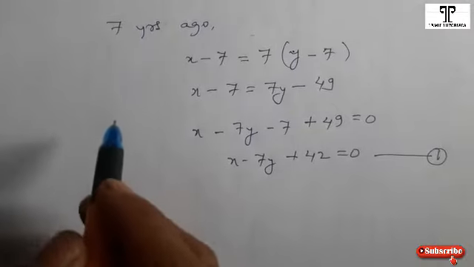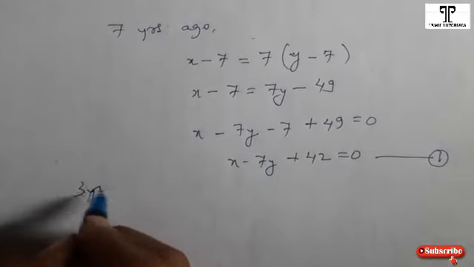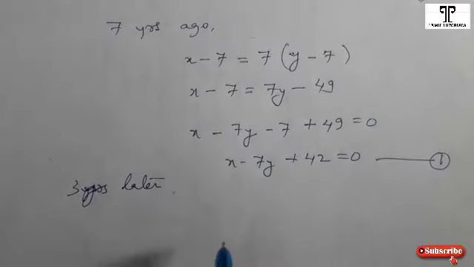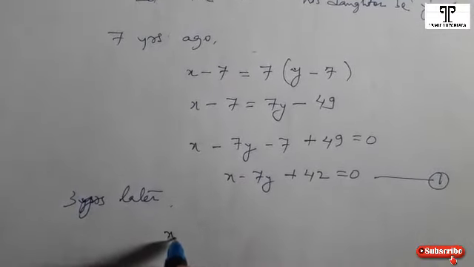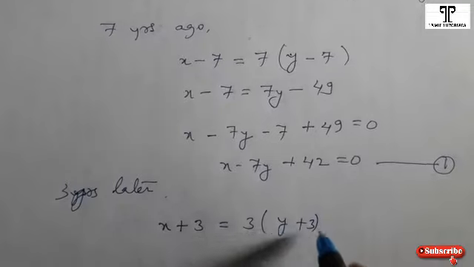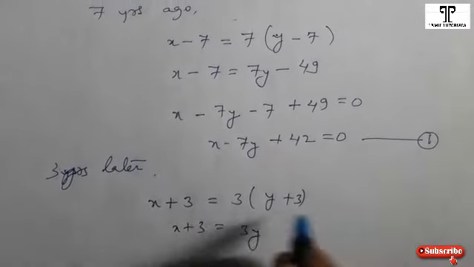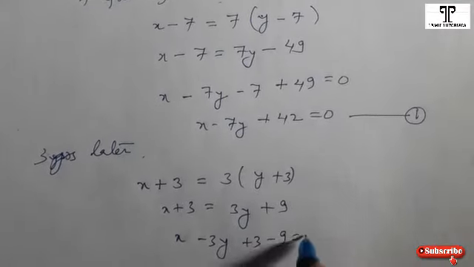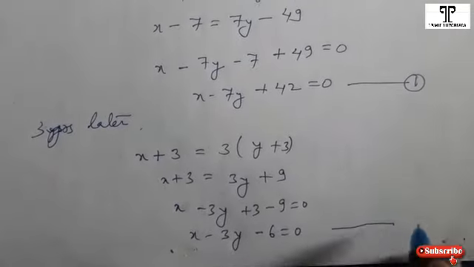Now another condition is also given. 3 years from now, that means 3 years later, I shall be 3 times as old as you. So the father's present age is x; 3 years later means x plus 3 is equal to 3 times y plus 3. Our daughter's age also increases by 3 years. So solve this: x plus 3 equals 3 into y plus 3, that is 3y plus 9. Taking this side, x minus 3y plus 3 minus 9 equals 0. So x minus 3y, plus 3 minus 9 is minus 6, equals 0. So this is equation 2.